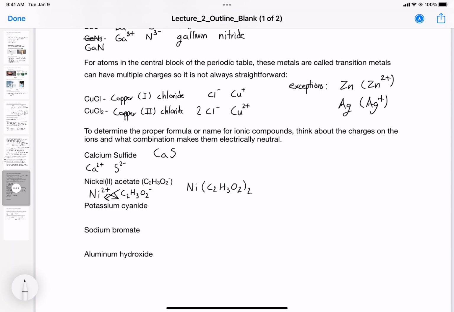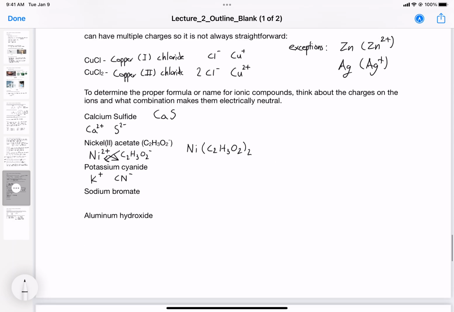Okay, potassium cyanide, very toxic compound. Potassium is the symbol K, and the symbol K has a +1 charge, same group as sodium. And then cyanide is a polyatomic ion, so you'll just have to memorize this formula, CN-. Okay, since the charges are the same magnitude, we can just combine the elements here and write KCN.